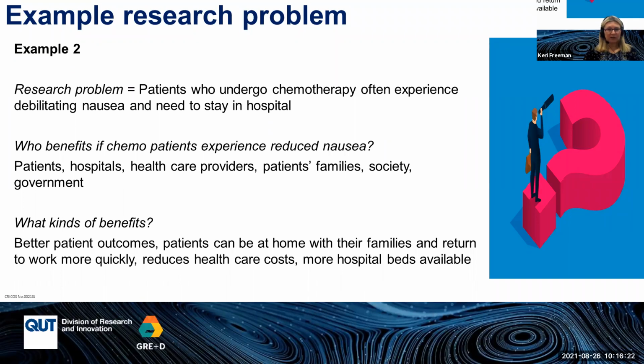So what kinds of benefits would researching this problem bring? Better patient outcomes, patients can go home, return to work more quickly, perhaps. It's definitely going to reduce the healthcare costs, isn't it? So that could be helping society and government. We'd have more hospital beds for other people. So two examples there that might help you to be thinking about those two questions that we've posed. What's your research problem and who's going to benefit and how?